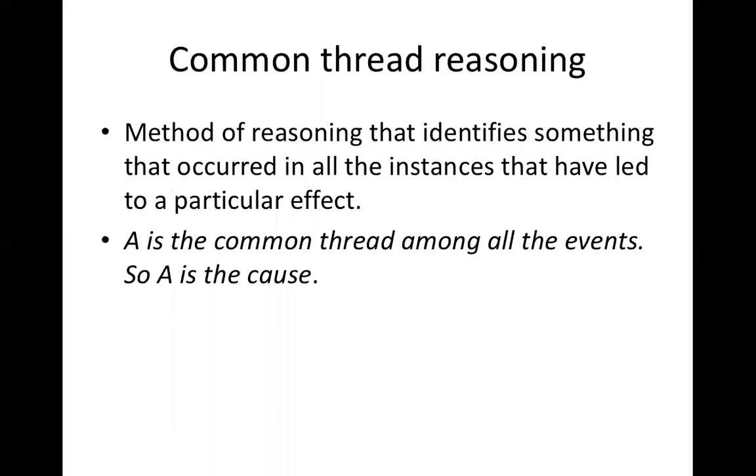Then we have common thread reasoning. Now, this is a method of reasoning that identifies something that occurred in all the instances that have led to a particular effect. According to this method of reasoning, A is the common thread among all the events, so A is the cause. So this just involves identifying something that runs through all cases of a certain problem.